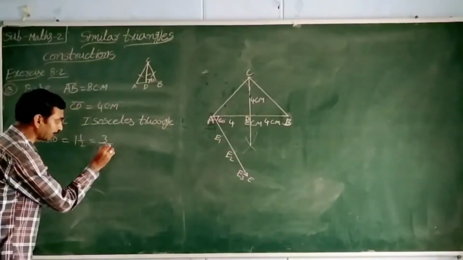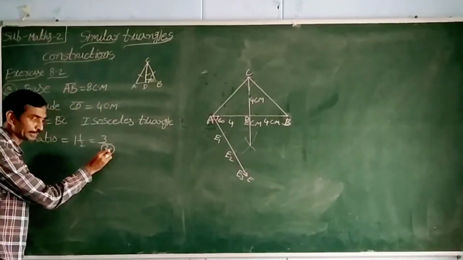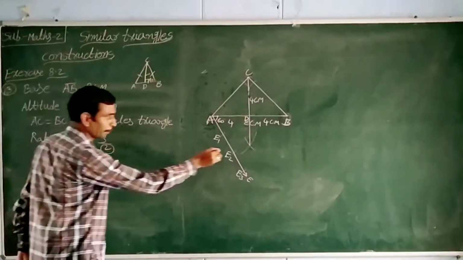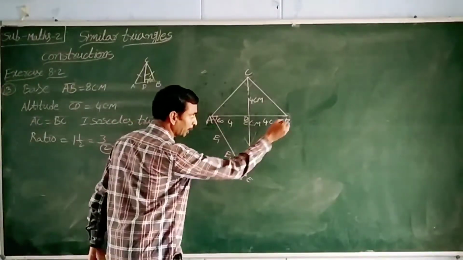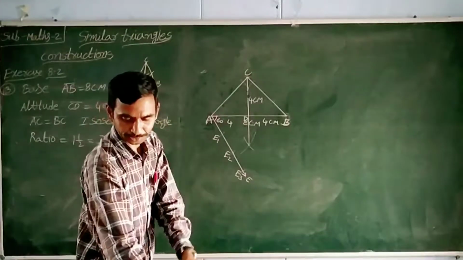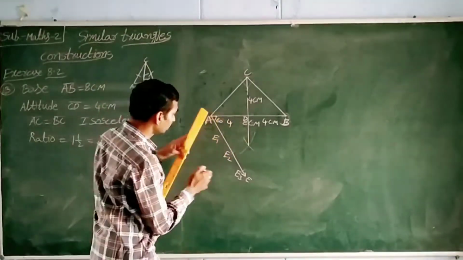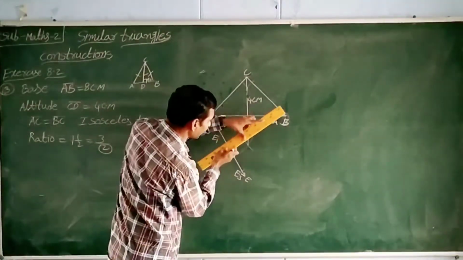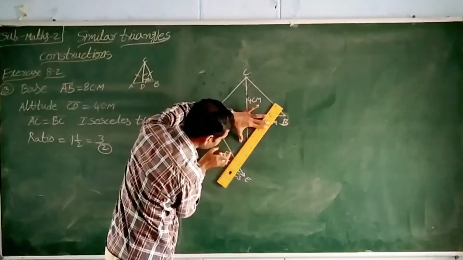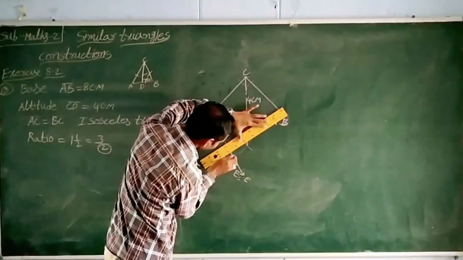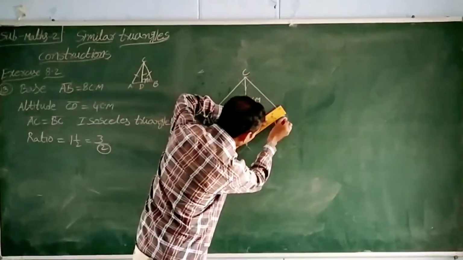Here, if you observe, which number is in the denominator? 2. You take the second part. You join the second part and B. Now take the scale, E2 and B. You join E2 and B.